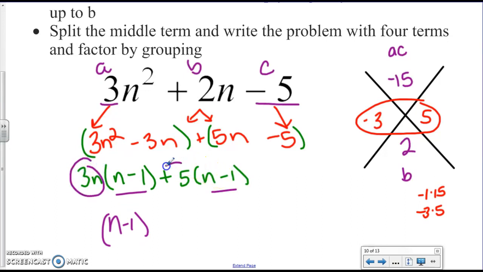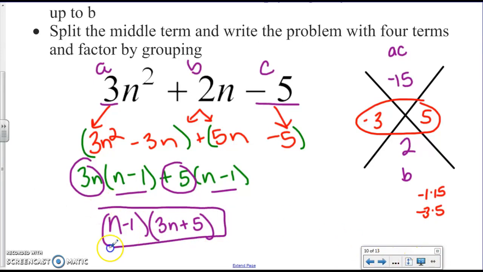And then we're going to take the two parts that are in front of the parentheses and make those another group. So I have a 3n and a plus 5. This is my factored form. To check it, all you need to do is FOIL to make sure you get 3n squared plus 2n minus 5 when you multiply it out. This is our final answer here.